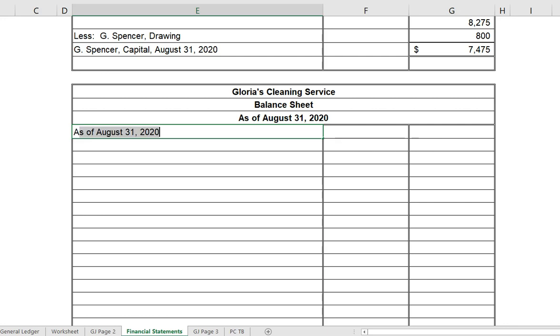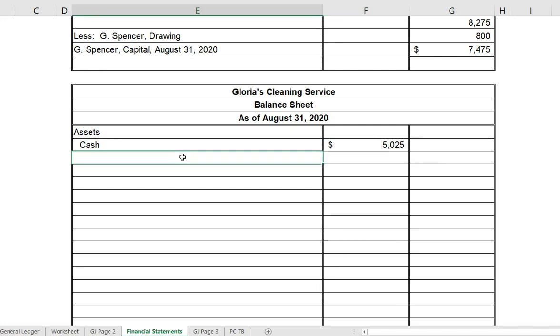All right, so we start with assets. And the first asset is cash. And remember, the assets are listed in the order of liquidity. Liquidity means how quickly can that asset be converted to cash. Now, since we have a bunch of assets, we're going to put them in the subtotal, and then our total will go out here. I also have to add a dollar sign. Okay, so there we have that.